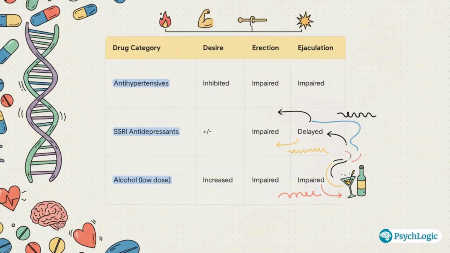But, and this is a big but, it's not always psychological. And this is exactly why getting a full clinical picture is so important. Just look at this table from the book. You can see how common things, we're talking blood pressure meds, SSRI antidepressants, even alcohol, can directly mess with different parts of that sexual response cycle. And understanding that is huge, because it means the solution might not be psychological at all.